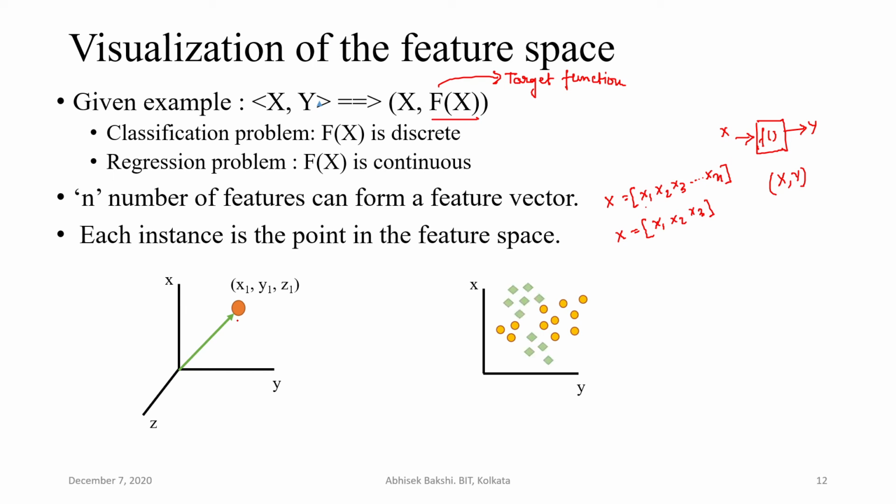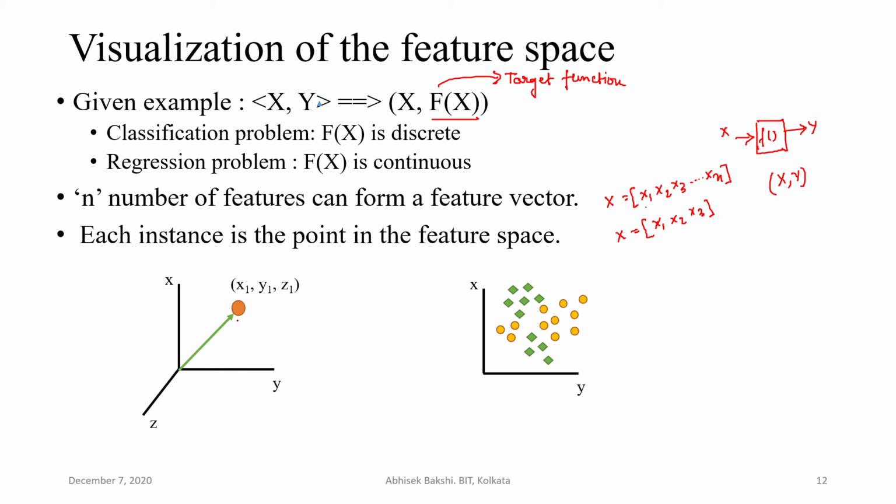For example, consider this one. These are some other points which represent different values of x and y. They have different characteristics. Maybe the yellow points represent some characteristics of Americans, and the green points represent some characteristics of Africans, depending on x and y.